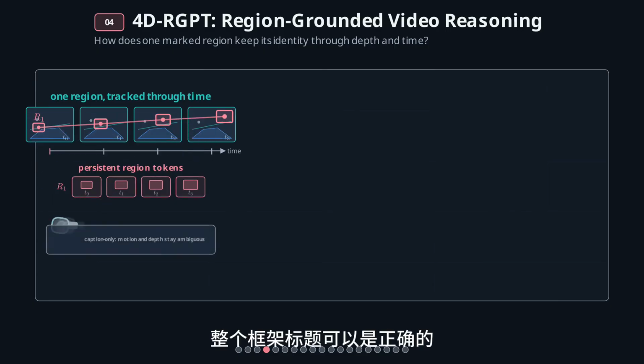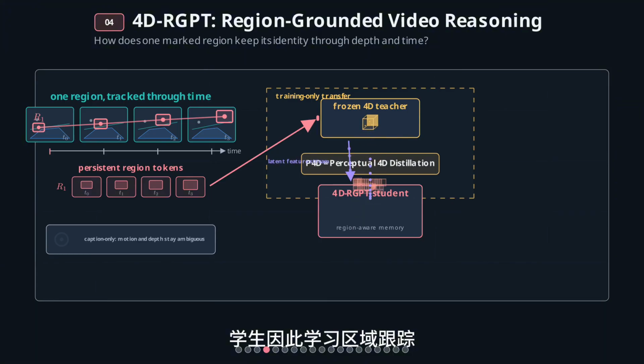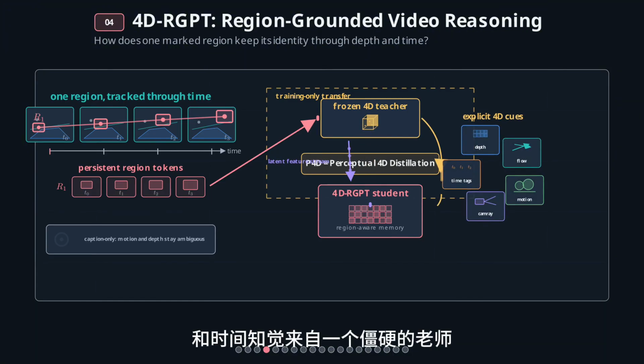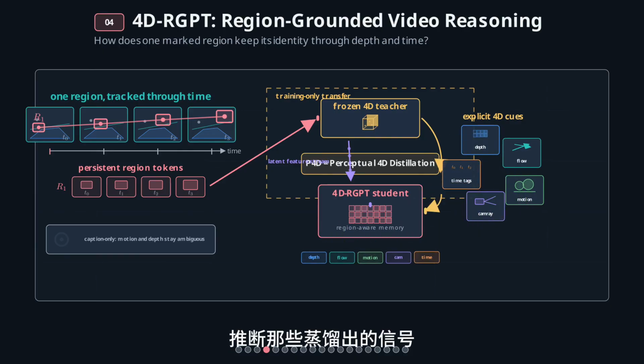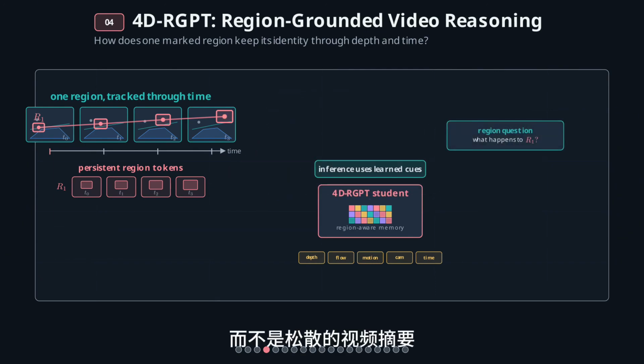A whole frame caption can be correct and still miss the object being asked about. The student therefore learns region tracking, depth perception, and temporal perception from a frozen teacher. At inference, those distilled signals let the model answer with grounded, dynamic understanding, rather than a loose video summary.